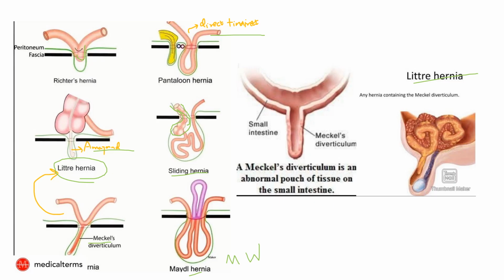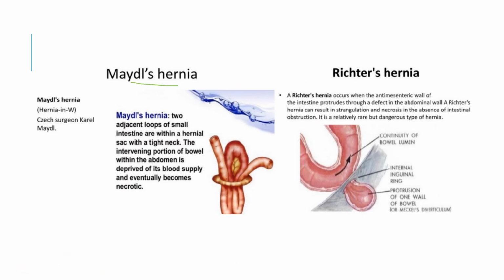Meckel diverticulum is actually an outpouching of the small intestine. In Maydl, we have seen there are adjacent loops in a W-shaped portion, so it can get strangulated and necrotic. It is not only what is inside the sac that may get strangulated. Other than that, the intervening portion, which is inside the abdomen, can get obstructed at the neck of the hernia and can get gangrenous. Okay, that is Maydl.